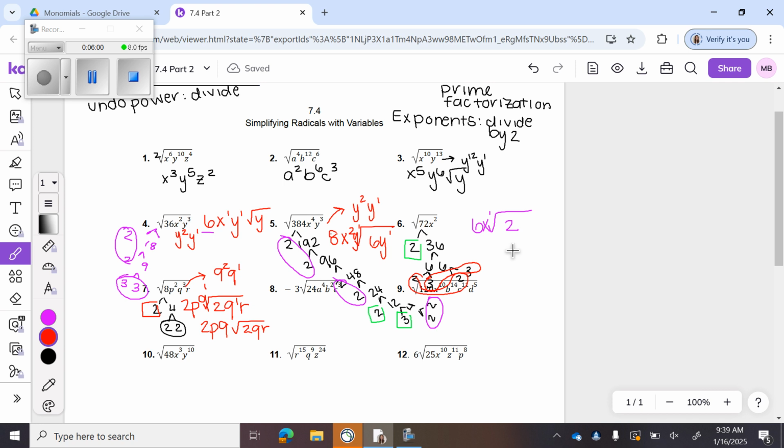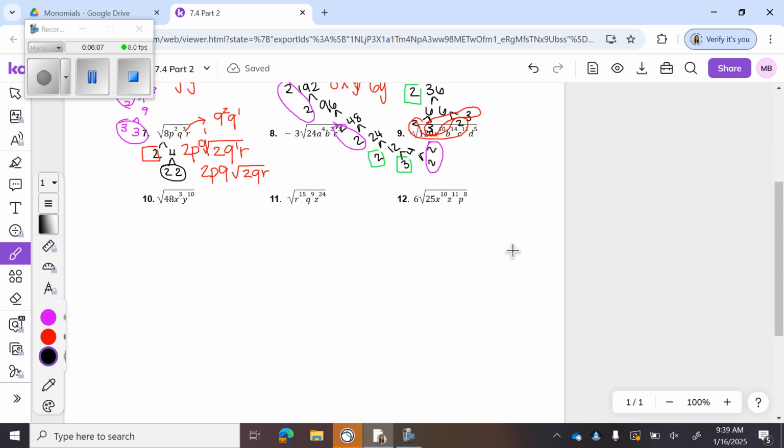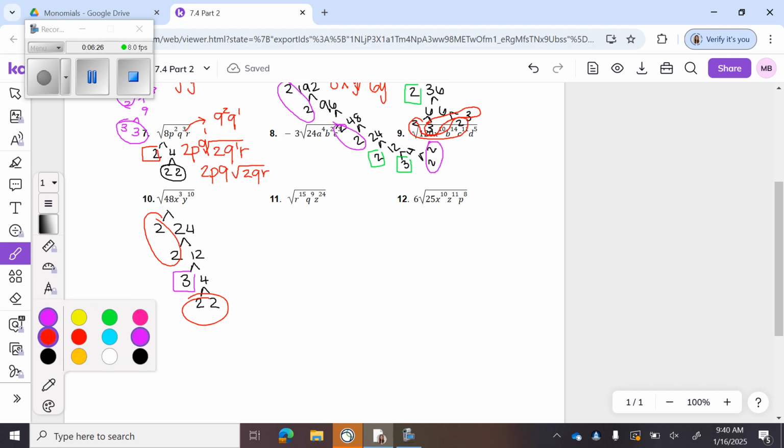All right, because we've run out of so much space, just for the sake of this, we're going to skip 8 and 9 and just do 10, 11, and 12. All right, I've got to break down my 48. I know it's even, so I'm going to do 2 and 24. I'm going to do 2 and 12, 3 and 4, 2 and 2. Circle your pairs. We're going to box what did not break down, which would be this 3. Okay. My pair is going to come to the outside. 2 times 2 is 4. Root 3's got to stay on the inside.